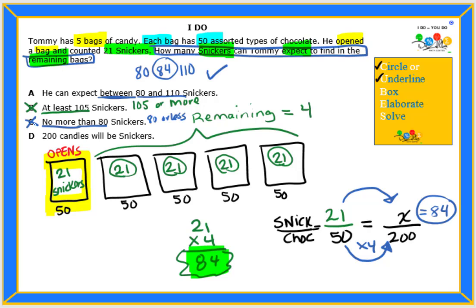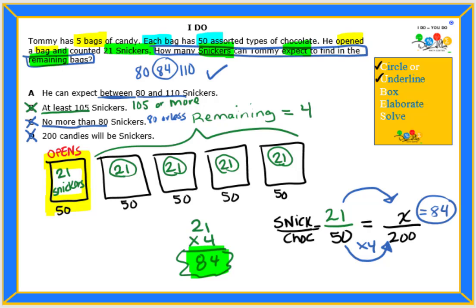And D says 200 candies will be Snickers. That statement right there is saying that all of the candies will be Snickers. Remember we said there was 50 in each? So 50 plus 50 plus 50 plus 50, that's 200 candies. And if they're saying 200 will be Snickers, they're saying all of them will be Snickers. That's not true, because in the bag that he opened, there were Snickers and there were other types of chocolates. So we know that the bag was not just Snickers, and so that is absolutely incorrect.